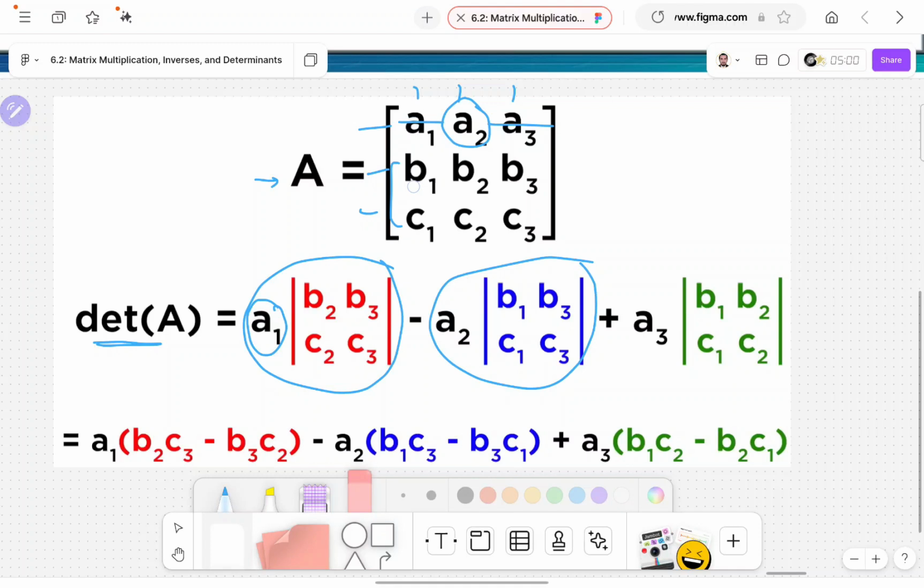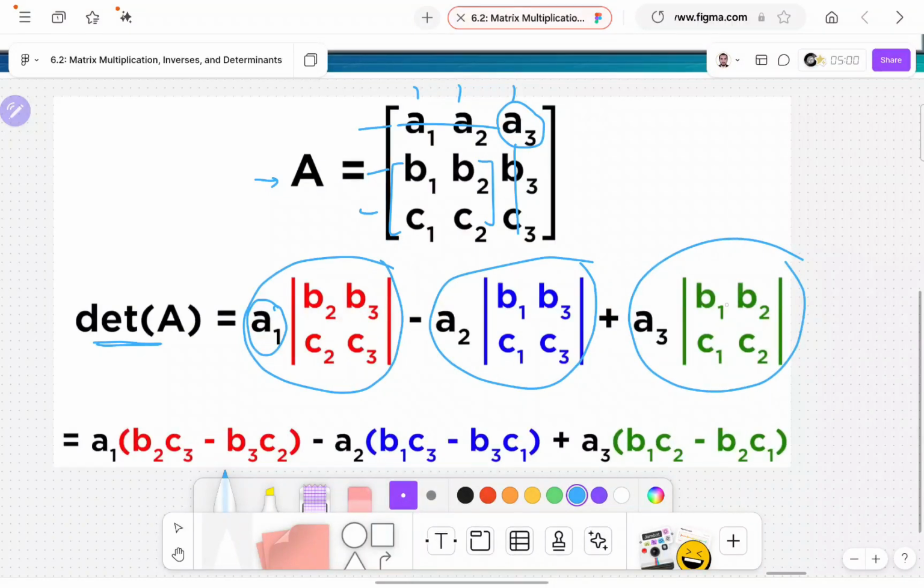Then the last one, A3. For A3, we cancel everything in the same row and in the same column. So this will be my new matrix, represented here: A3 multiplied by B1, B2, C1, and C2. So this is the new matrix.